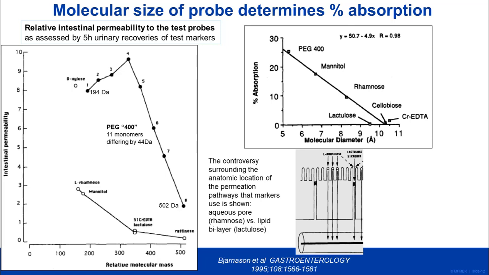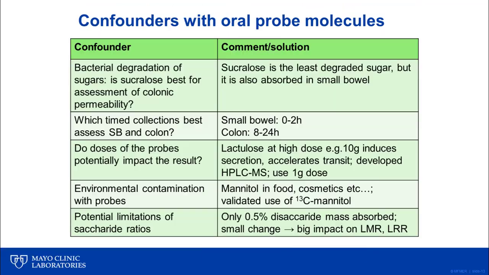So as you see, there is almost like an inverse proportion with the diameter and also with the molecular size of these probe molecules. And we need to keep this in mind. I'm going to come back to this point again later, but you'll see that with lactulose, there's probably less than 1% of the lactulose that's actually absorbed and excreted when you give it as a permeability probe molecule.